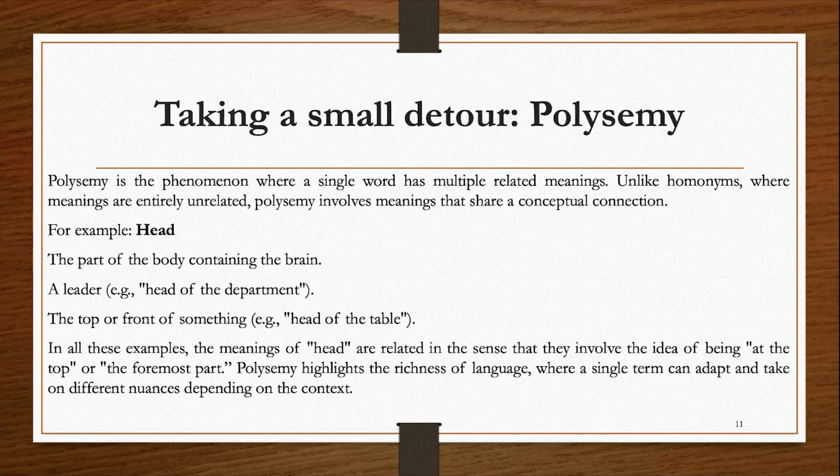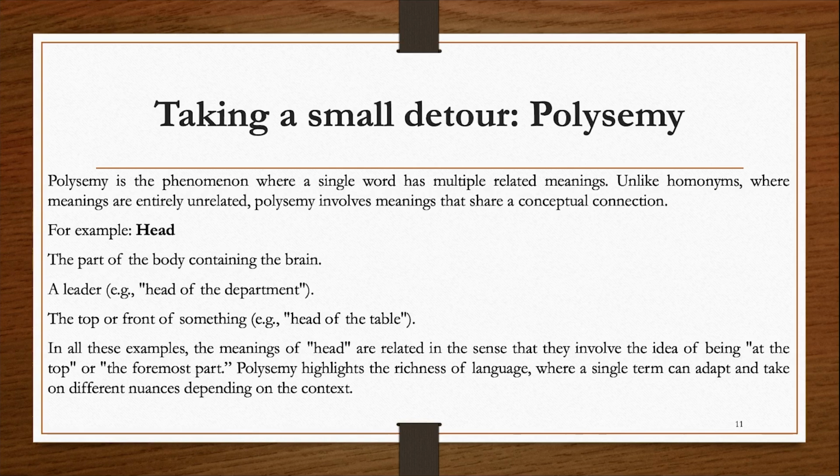For example, head, the part of the body containing the brain. But at the very same time, head could also mean the leader, the head of the department. He's the head. Or the top or front of something, head of the table. Now, in all these examples, the meanings of head are related in the sense that they involve the idea of being at the top or the foremost part. So polysemy highlights the richness of language, where a single term can adapt and take on different nuances depending on the context.